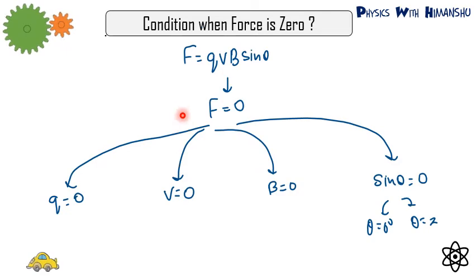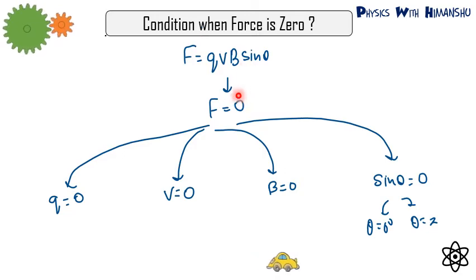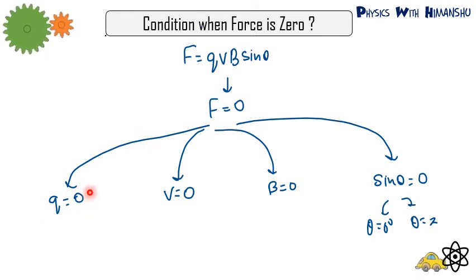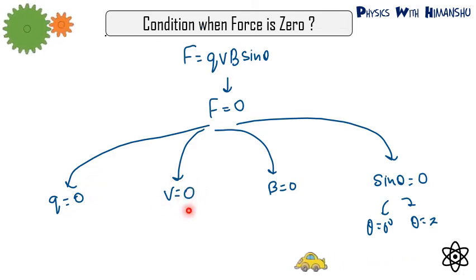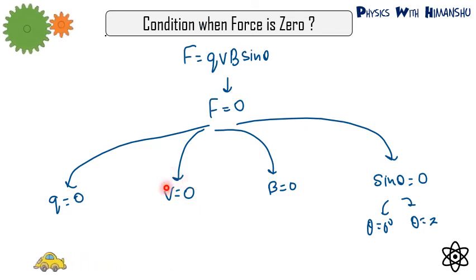So what are the conditions when magnetic force can be zero? We know that the value of force is q v B sine theta, and we want to know the conditions when force will be equal to zero. The first condition can be q equal to zero. If there is no charge, the particle is neutral, and on neutral bodies magnetic force is zero. The second condition is v equal to zero. If the particle is not moving, its velocity will be 0 and force will be 0. We have already learned that force is applied on moving charges.